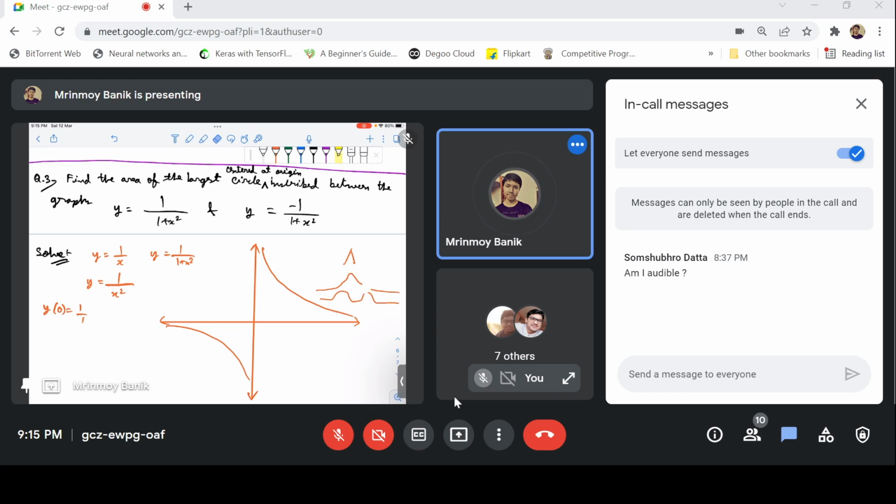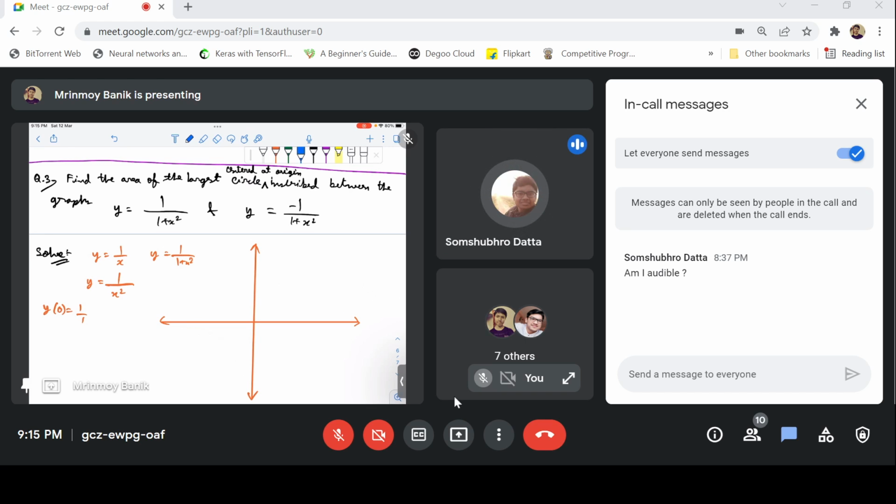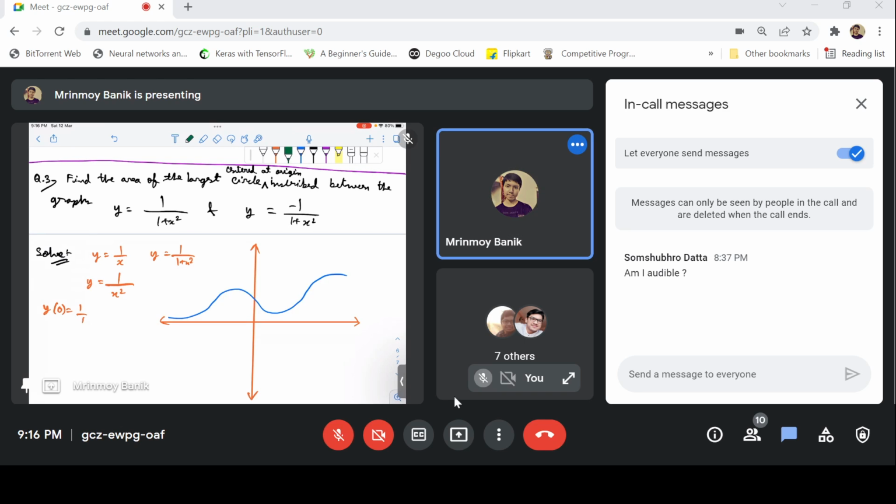Okay, let me check. So at x equals 0, this evaluates to 1. So V means just the reverse of A. Okay, right, that is obvious since this is just the negative of that graph. So it would be symmetrical about the y-axis. So if it is something like this, the other one should be something like this. But we don't know any of them now.